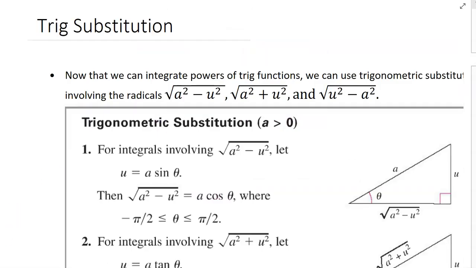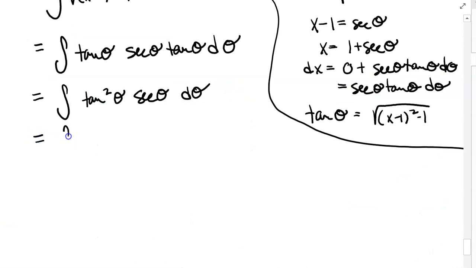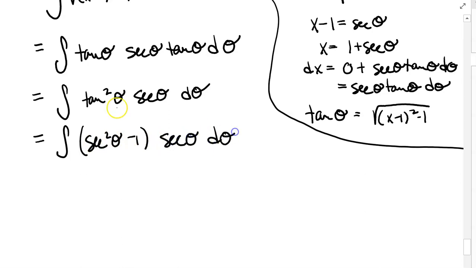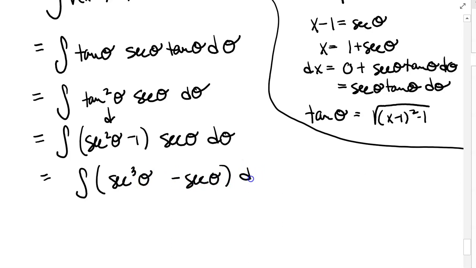So I would have the integral of secant squared of theta minus 1 times secant of theta d theta, and that goes here. So when I distribute, I get secant cubed of theta minus secant of theta. And I'm going to split that into two separate integrals.